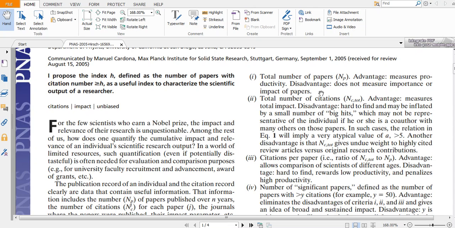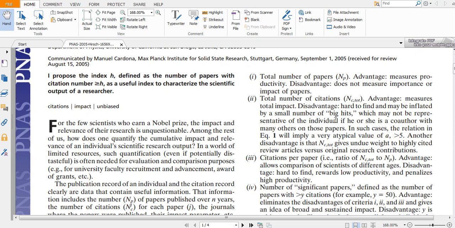Now if I want to quantify or judge a researcher by number of citations, then the disadvantage in this is that it is hard to find and may be inflated by a small number of big hits. So what does it mean? Suppose somebody has just started a research and somehow he has published two papers in good journals. So from there, if you just calculate the number of citations, then the citations is very good, because the few papers he has published went in good journals. That is why impact is higher.